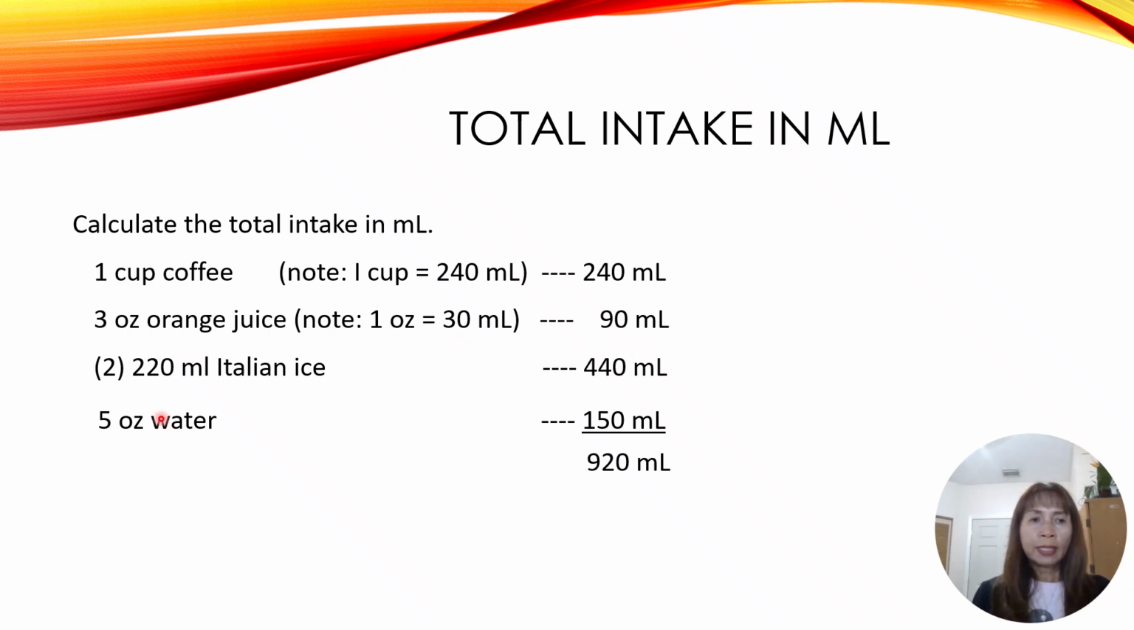And then the patient also had 2 of the 220 ml Italian ice, so that will give us 440. And then the patient also had 5 ounces of water times 30, that will give us 150 ml. So now we are going to add 240 plus 90 plus 440 plus 150, that will give us 920 ml.